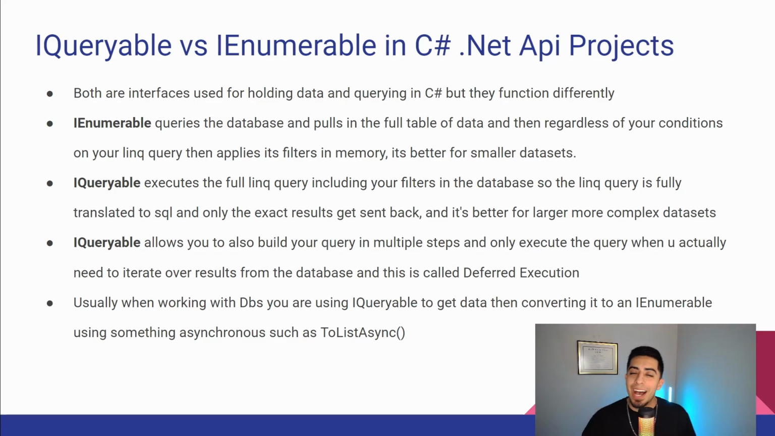So let's get into it. So let's talk about IQueryable versus IEnumerable. How are they different? How are you actually supposed to use them? And how do you already use them within your .NET API? Because you might not even know that you're already using them, right?